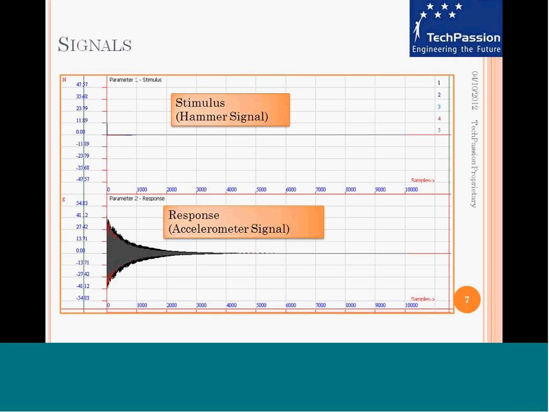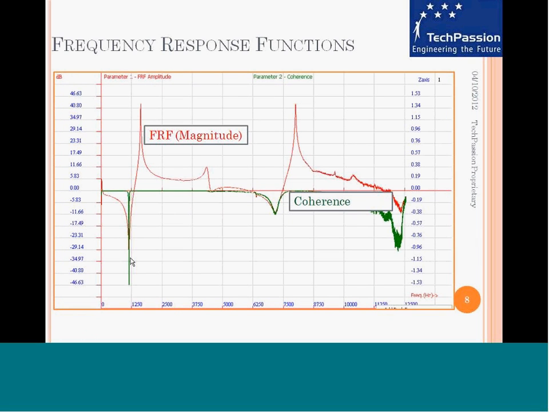A quick measurement would give you these two signals. What we are looking at is the stimulus signal that is measured out of the hammer and the response signal measured from the accelerometer. By doing further analysis of the data and doing some computation, we arrive at the frequency response function. The plot in red is the magnitude of the frequency response function, and the plot in green is the coherence.